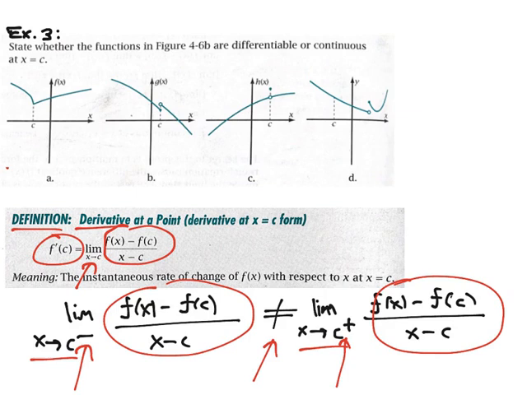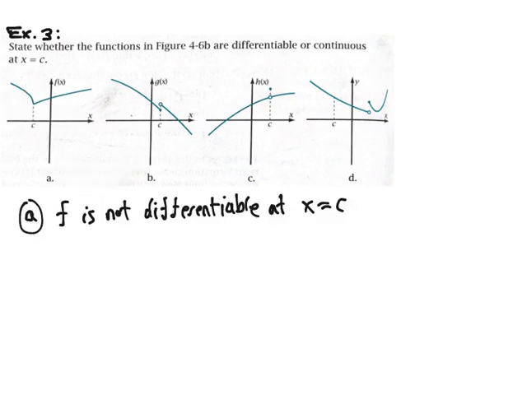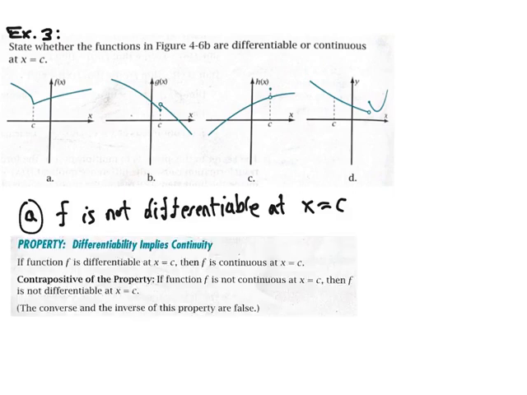An easy way to see that visually is by looking at the graph that's given and observing that at x equal to c, the graph has a sharp corner or a cusp. And when you see that, that tells you that this limit will not exist, and therefore the function will not be differentiable at x equal to c. We still must consider whether the function is continuous at x equal to c or not.